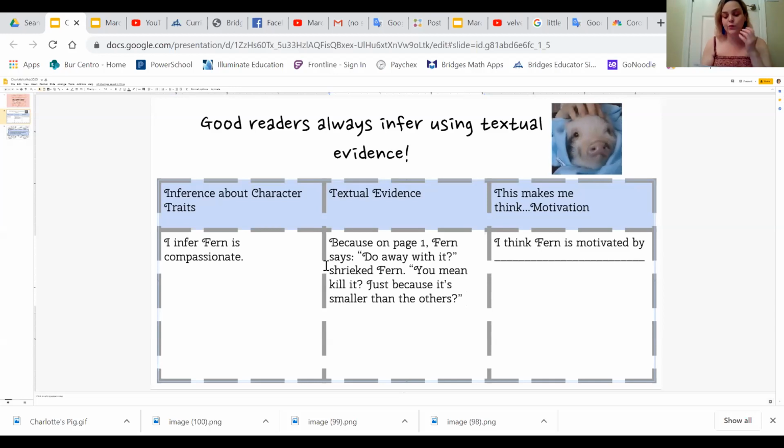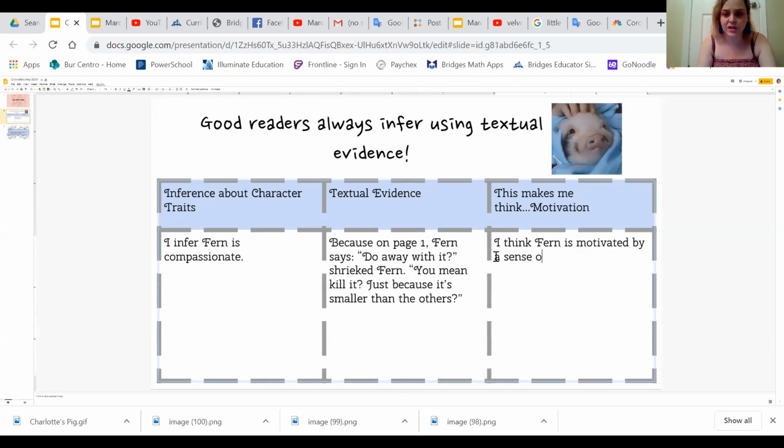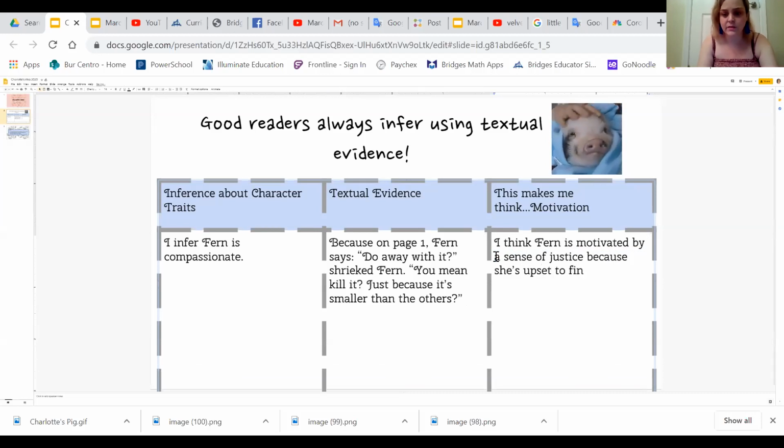Wow, that quote is really sitting with me right now. This is the most terrible case of injustice I ever heard of. It makes me wonder if she's motivated by justice. I think Fern is motivated by a sense of justice because she's upset to find out her father is willing to kill a small creature.